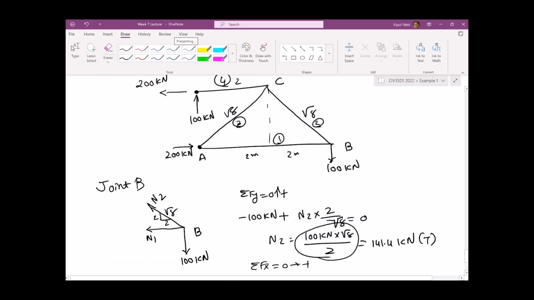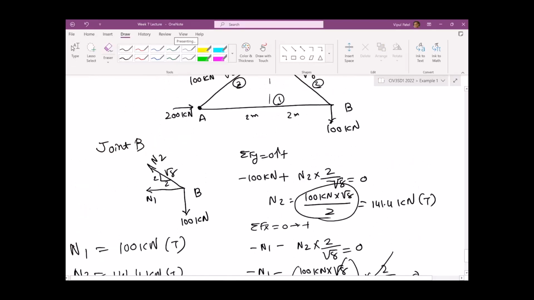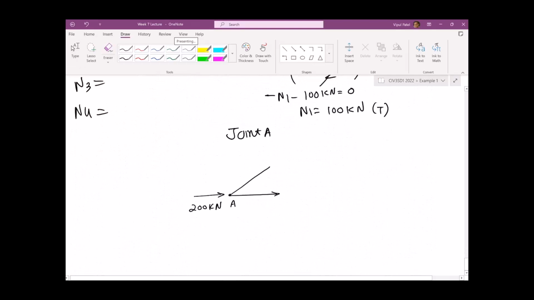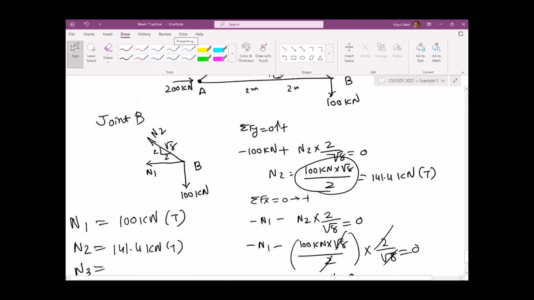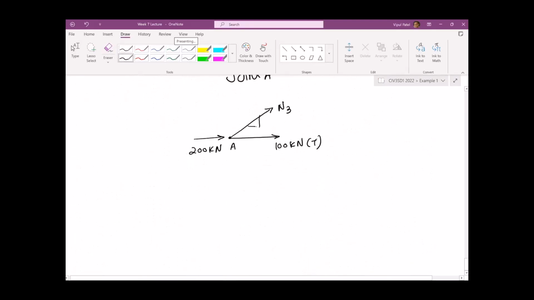So joint number A, 200 kilonewtons going this way. This force is N1, I think, and N1 we found 100 kilonewtons tension. And this is, I think, N3. Is it N3? Yes, this is N3. So this is again 2 to square root 8.